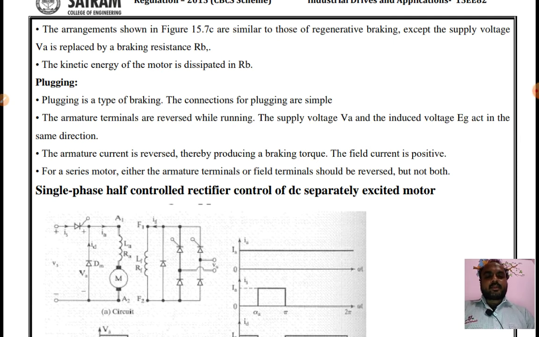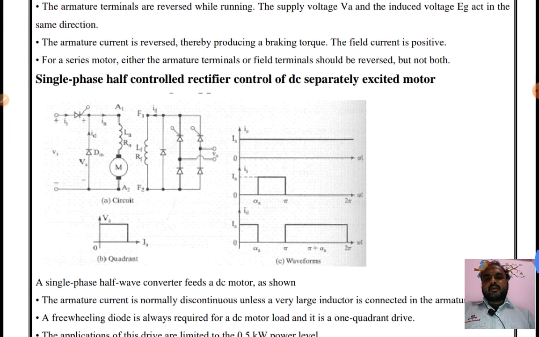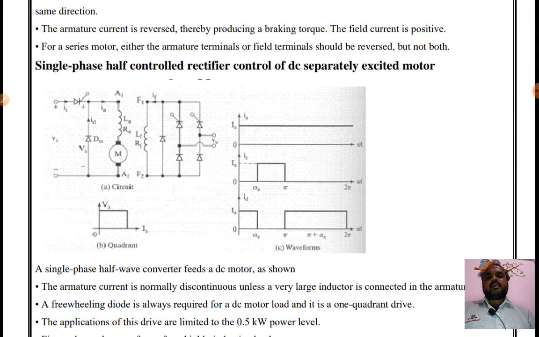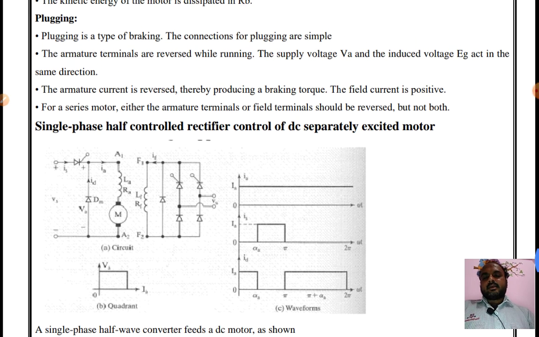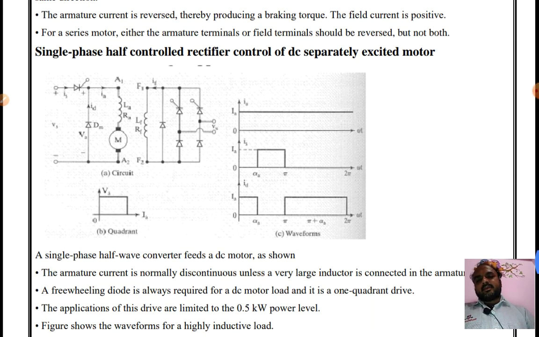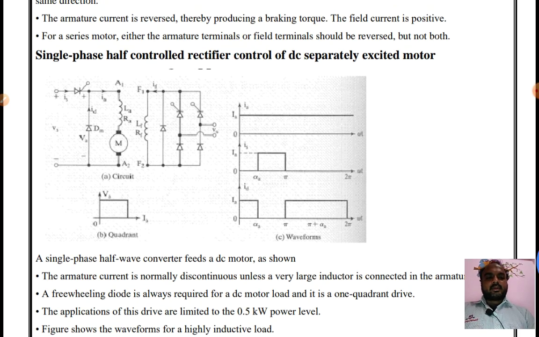The field current is positive. For a series motor, either the armature terminals or the field terminals should be reversed, but not both. So we have to reverse only one winding, either field or armature terminals, in this plugging method.